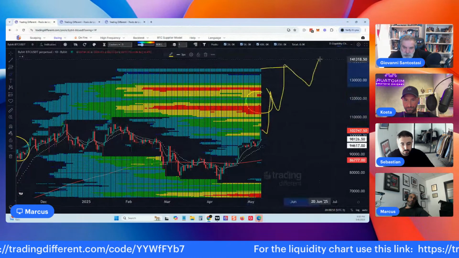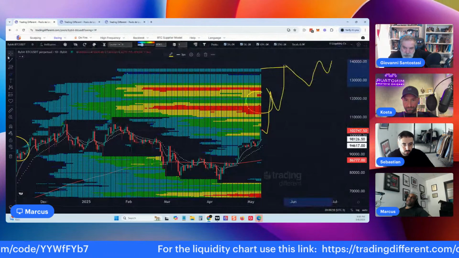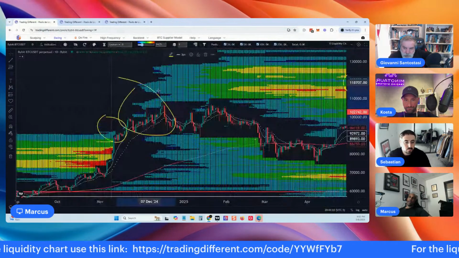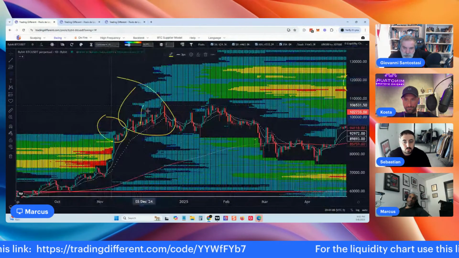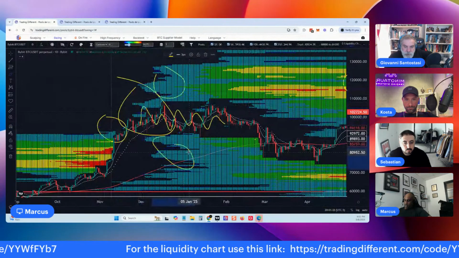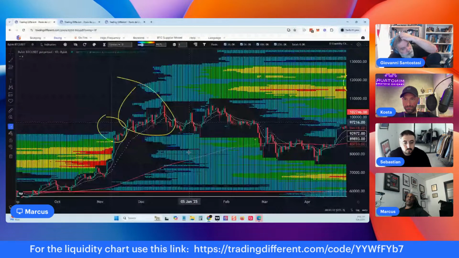And then we start the process all over again, because after the harvesting is done, like here, you don't have any liquidity. So the market has no fuel. So what does it do? It ranges to build in new liquidity. So the process repeats itself. It just takes time to do that.